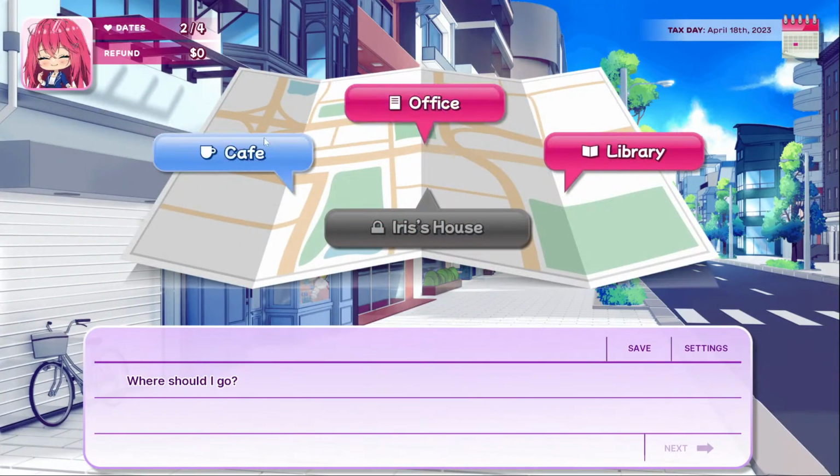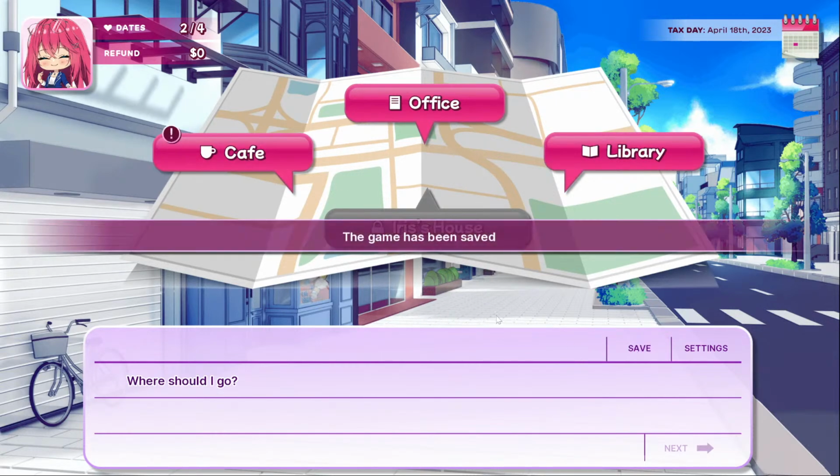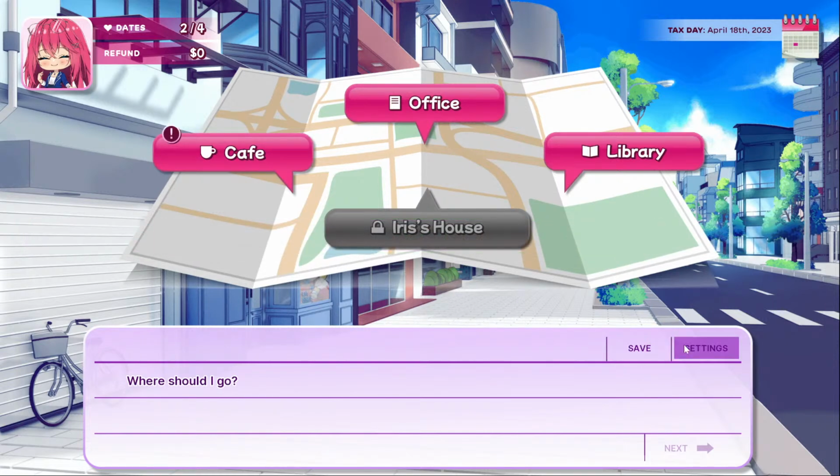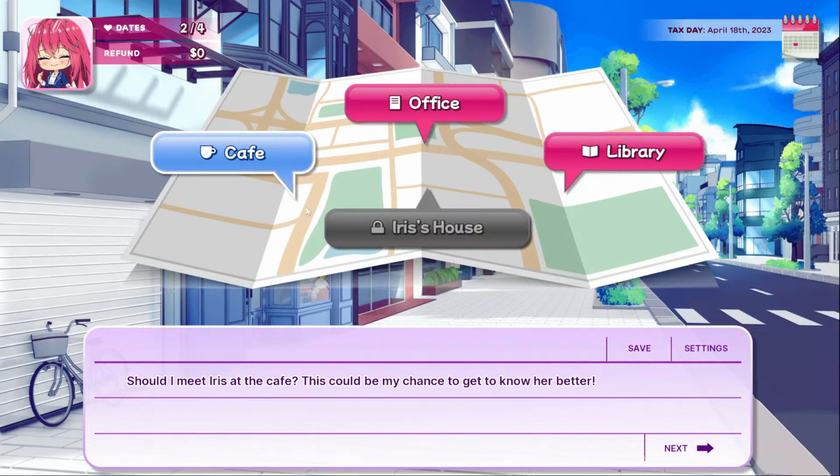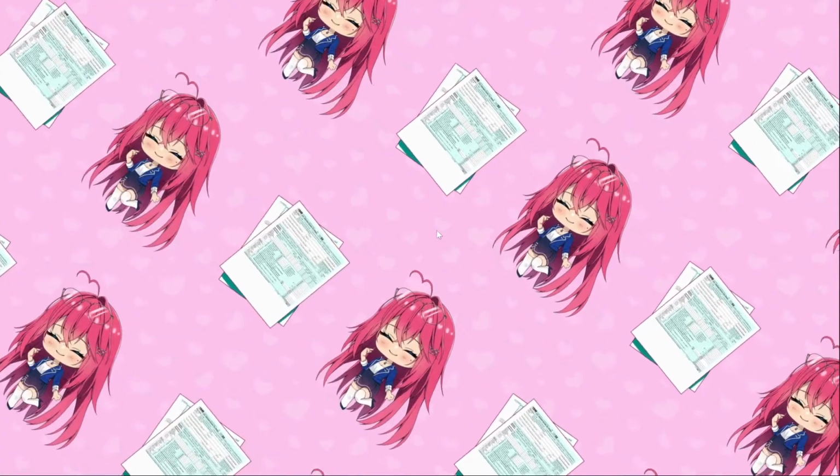Where should I go? Well, let's go to the cafe again. Is she even there? It auto-saves. So what's the point of saving? Because before I saved, but then I quit and came back in, and it went to that thing where I had to upload the goddamn file. Yeah, let's go to the cafe.